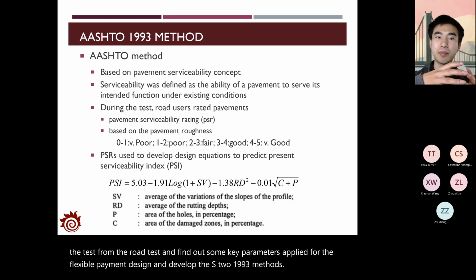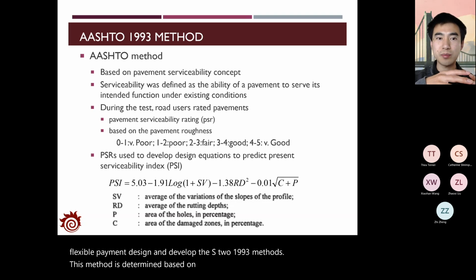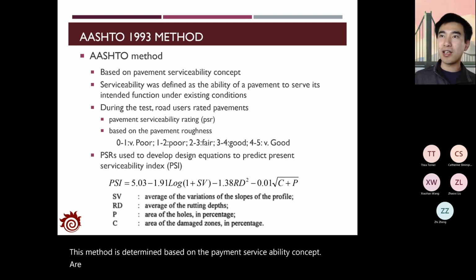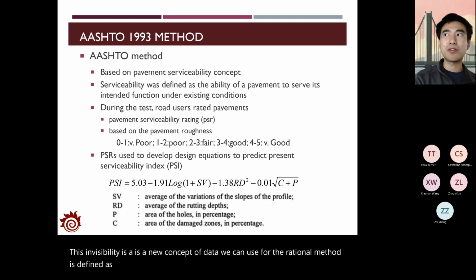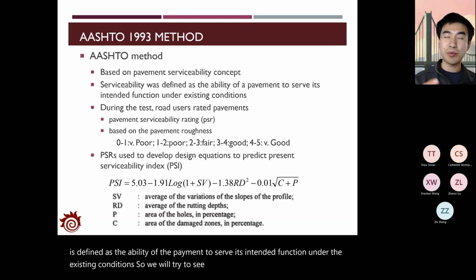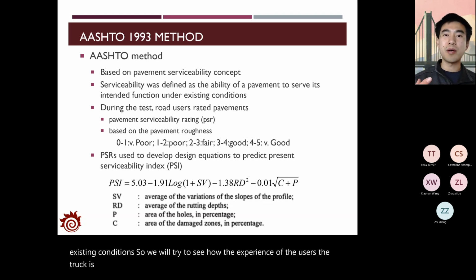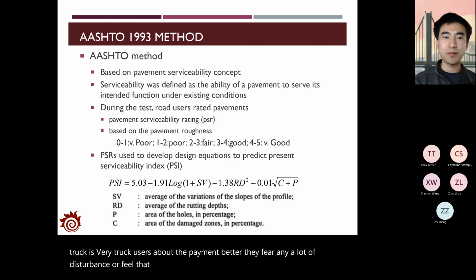This method is determined based on the pavement serviceability concept. Serviceability is a new concept that we're going to use for the AASHTO methods. It's defined as the ability of the pavement to serve its intended function under the existing conditions. So we will try to see how the experience of the users, especially the truck users, about the pavement, whether they feel a lot of disturbance or feel that the road is quite smooth or not.